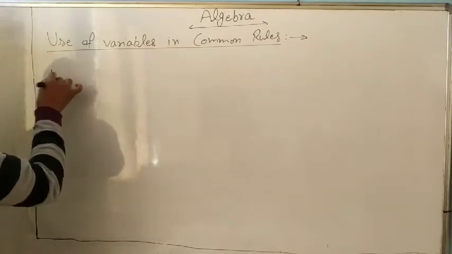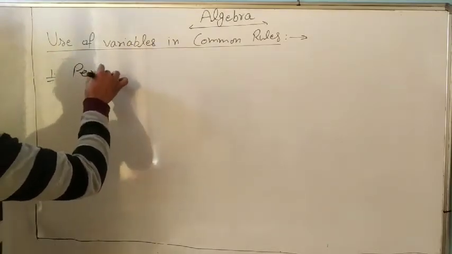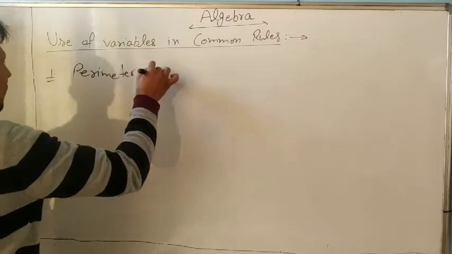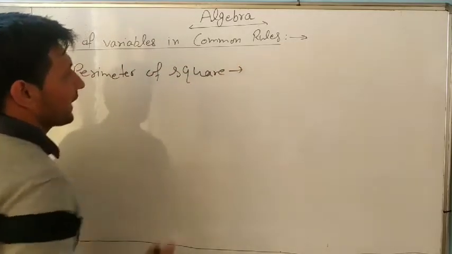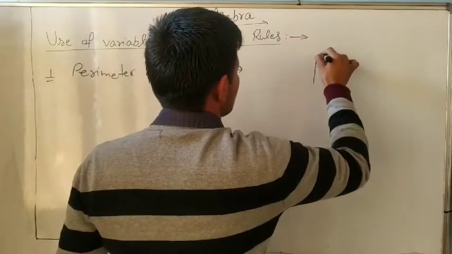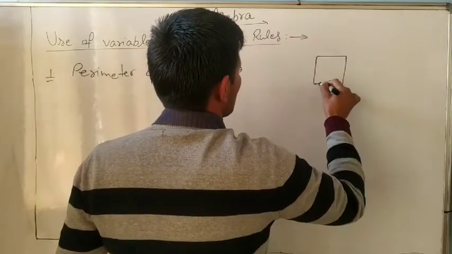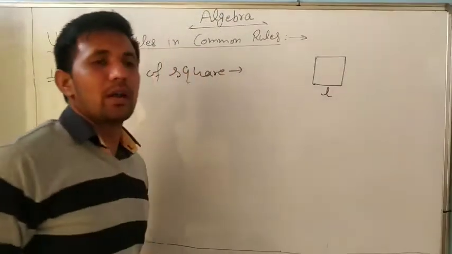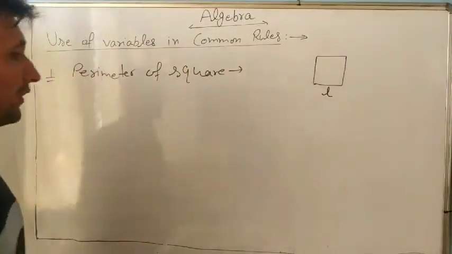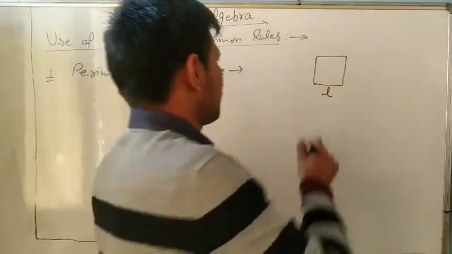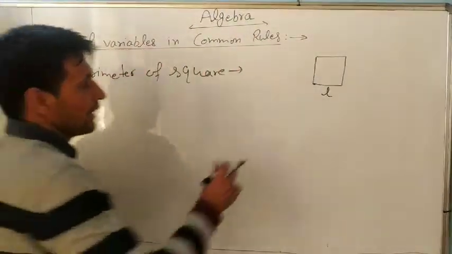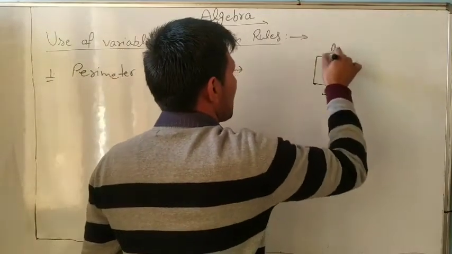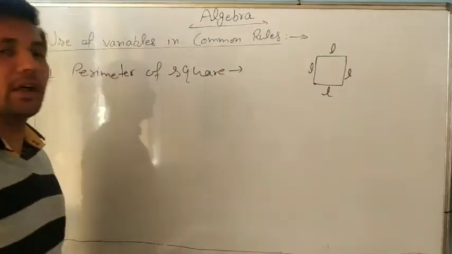Tell me first, suppose the perimeter of a square. If I ask you the perimeter of a square, whose side is L. A square is a two-dimensional figure whose sides are all equal: L, L, L, L.